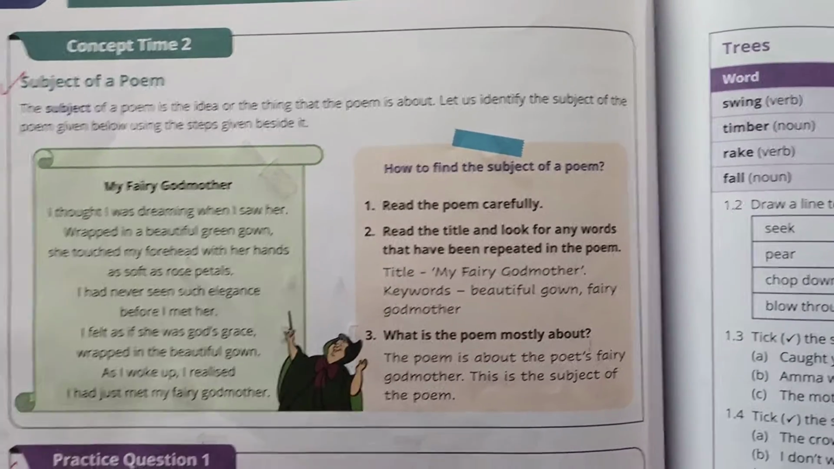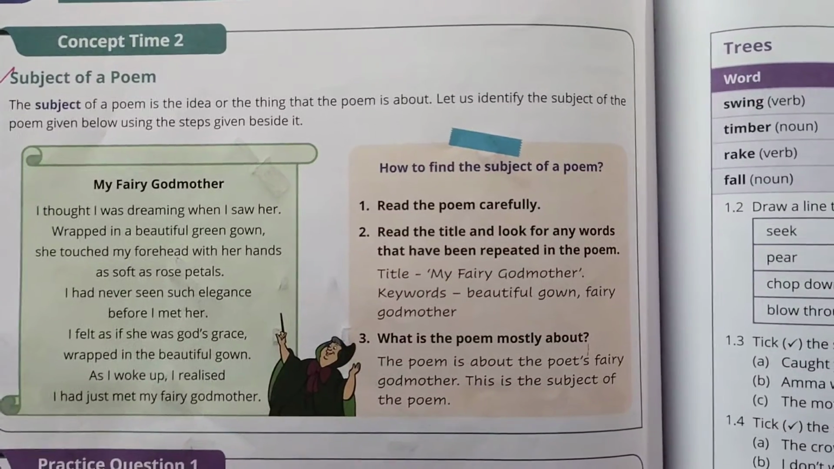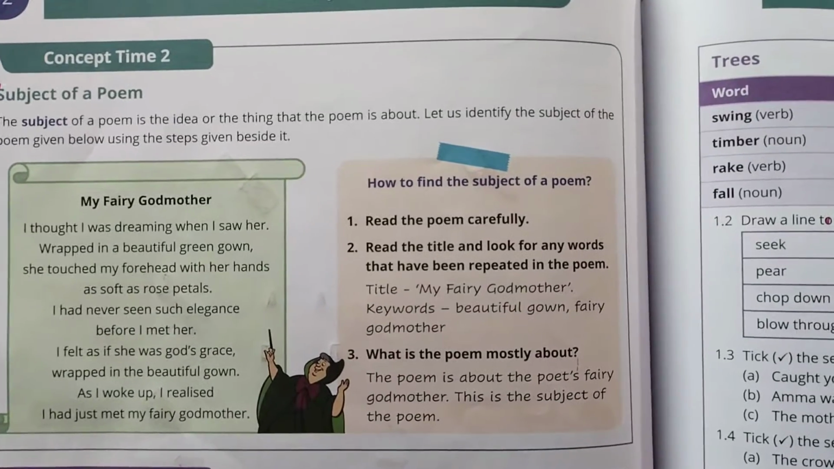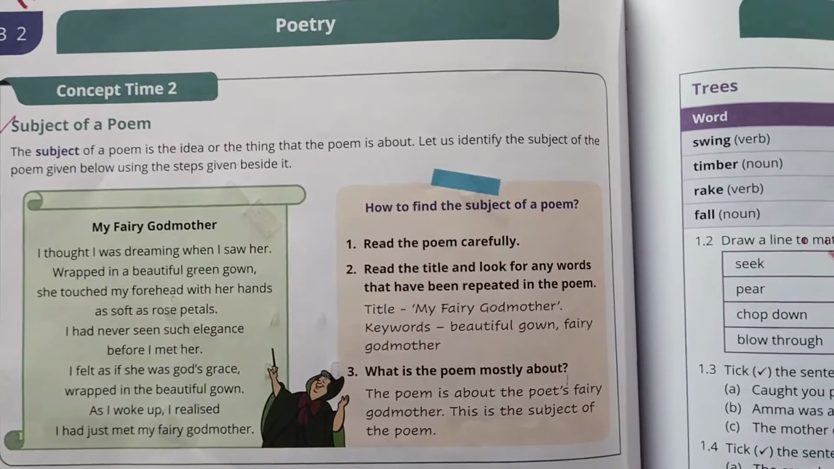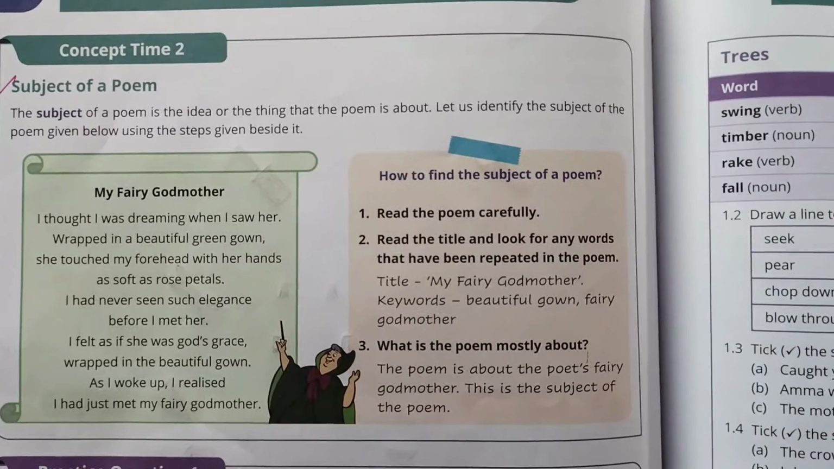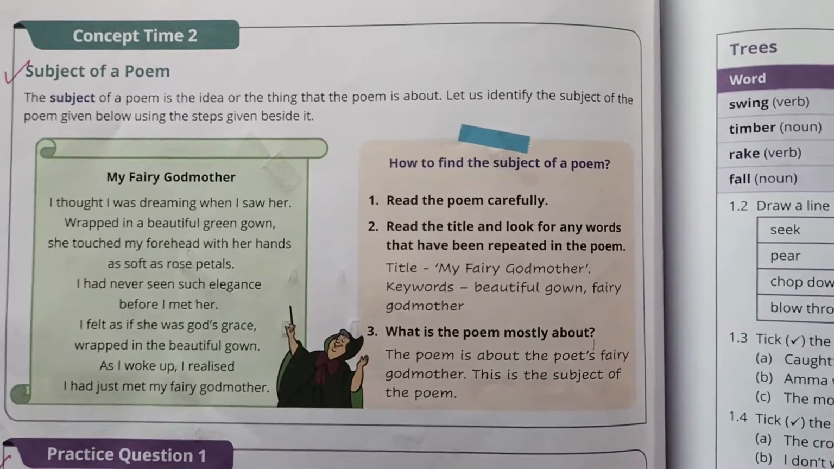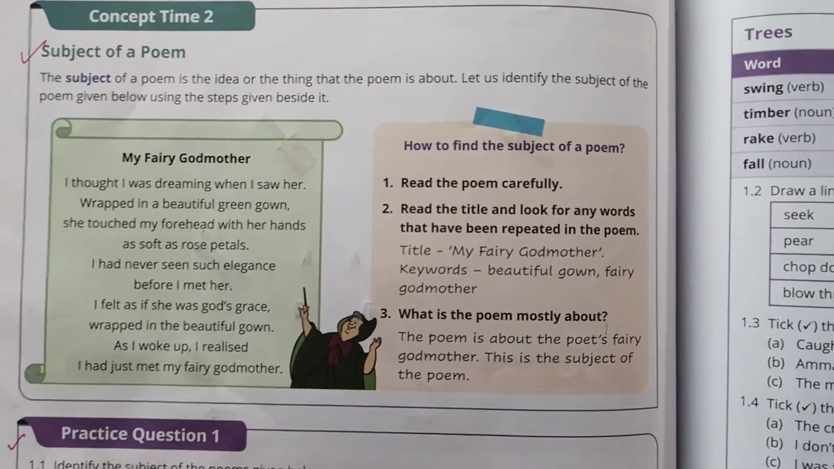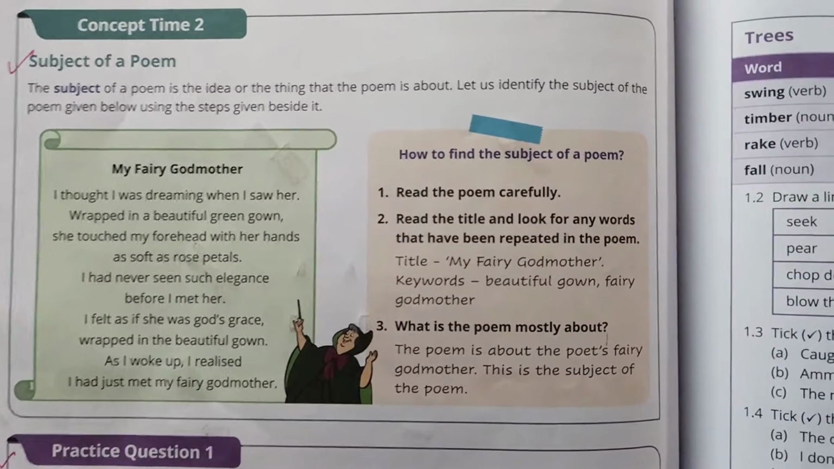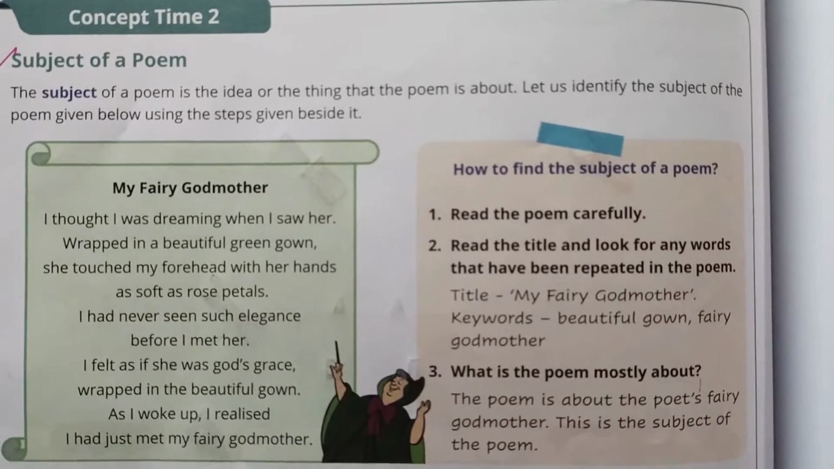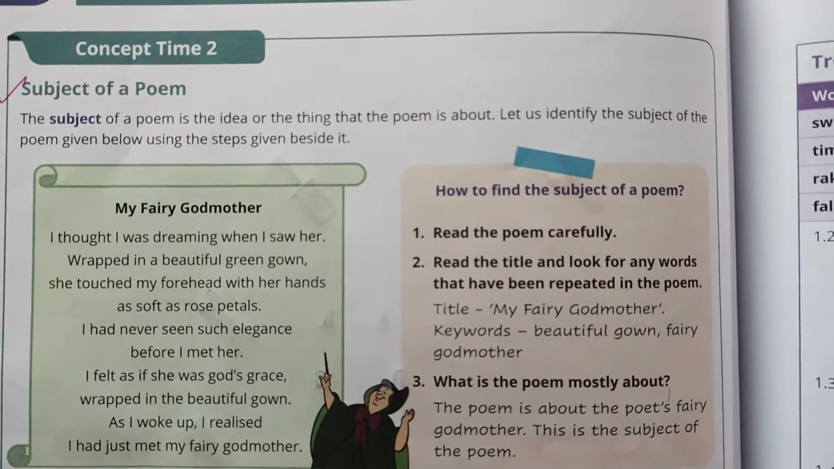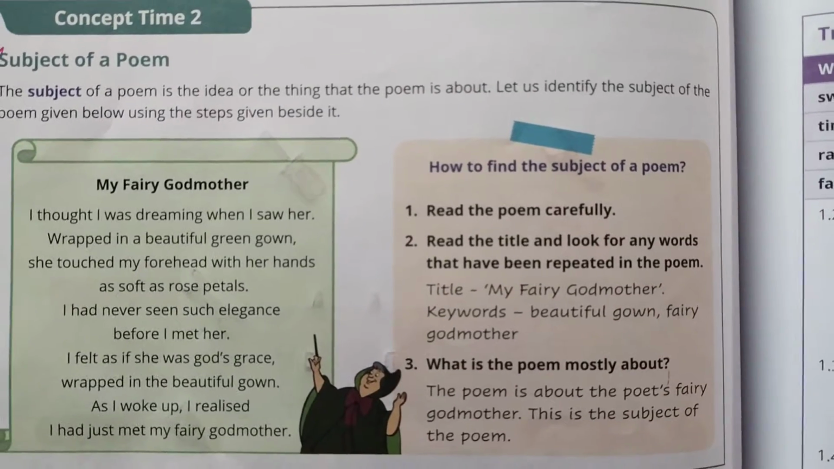For example, when you want to know about the subject of a particular story, you just have to read the title, and you'll be checking for clues. You'll be finding some words that are related to the title, isn't it? Likewise, you will find the subject of a story or a passage. But here is some structure to follow for the subject of a poem. The subject of a poem is the idea or the thing that the poem is about. So let us identify the subject of the poem given below using the steps given beside it.